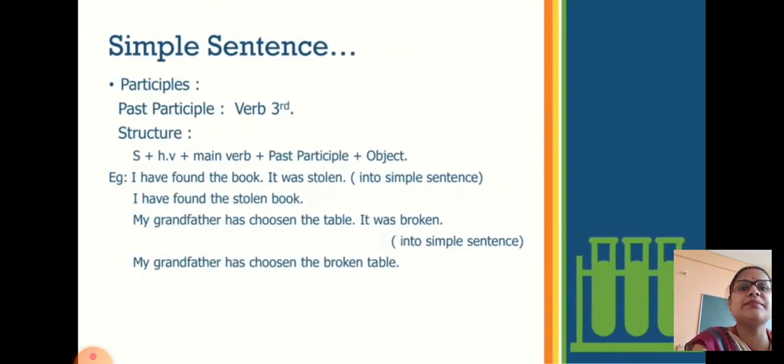Let's move ahead. Simple sentences with past participles. Past participles come with your verb's third form. And the structure, if you follow, is subject plus helping verb.